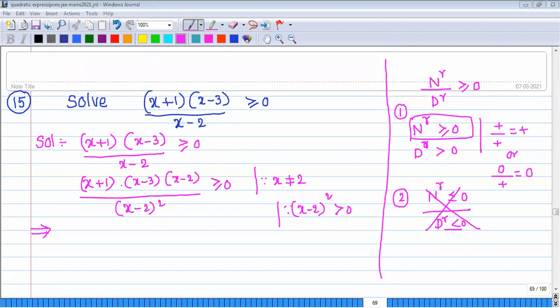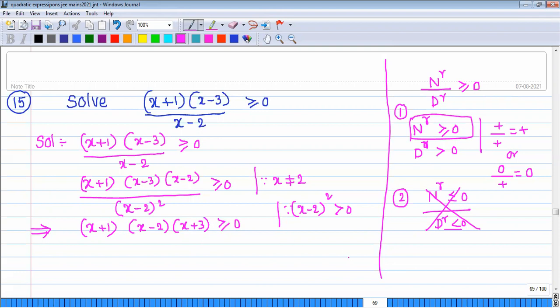So now, since it is positive, we get only one condition. The numerator must be greater than or equal to 0: (x plus 1) into (x minus 2) into (x plus 3) is greater than or equal to 0. Now we need to solve this inequality. I already explained the wavy curve method to you.